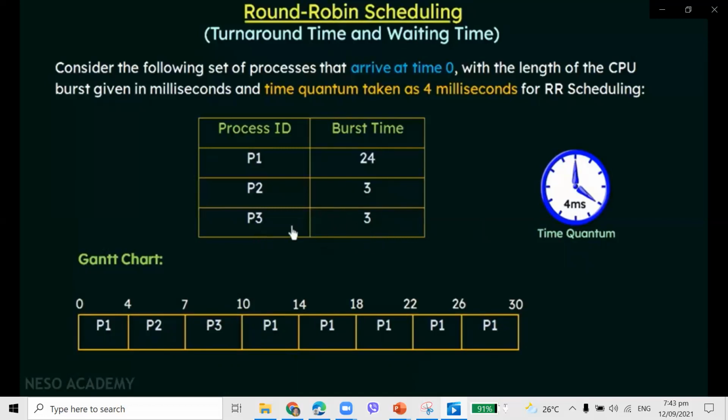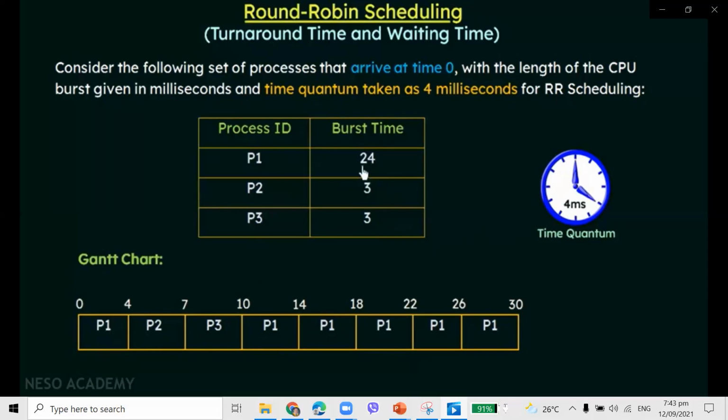So again we see that the burst time of P3 also is less than the time quantum of 4 milliseconds. So P3 executes from 7 to 10, that is for 3 milliseconds, and it will also voluntarily release the CPU by itself. So at the 10th millisecond, P3 finishes its execution, and if we look here, there are no more processes here.